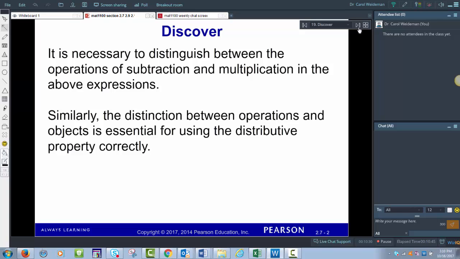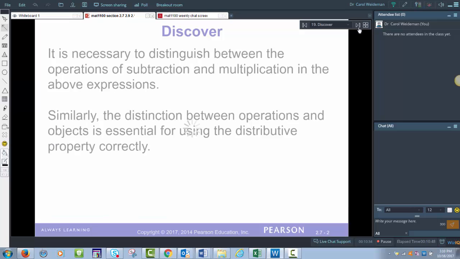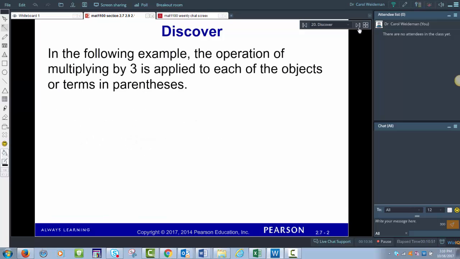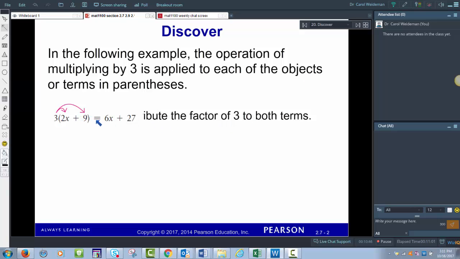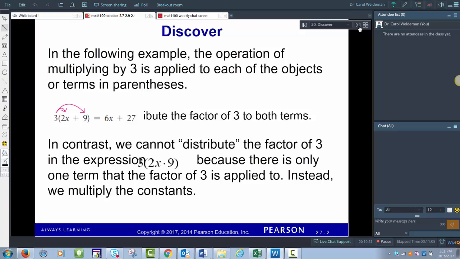And similarly, the distinction between operations and objects is essential for using the distributive property correctly. In the following example, the operation of multiplying by 3 is applied to each of the objects or terms in the parentheses. So we're distributing. 3 times 2x gives us 6x, 3 times 9 gives us 27. We're distributing the factor of 3 to both of the terms in the parentheses.